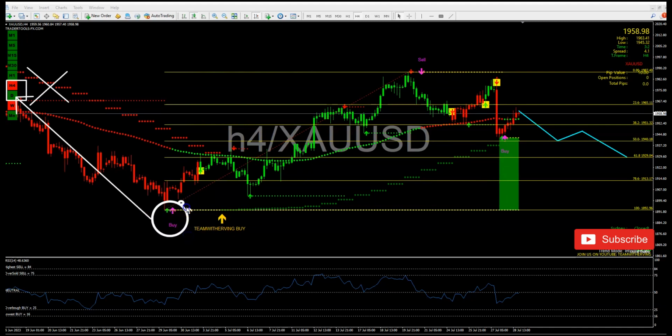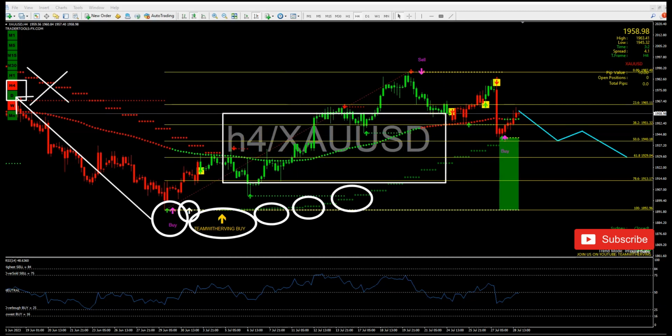Boom. Look at the white arrow. Boom. Look at the TW sniper entry. Boom. Look at the stair. Boom. And what else, guys? What is the market doing? Boom. The market is only going in one direction only. And that direction is only going bullish. Therefore, listen to what I'm saying here.